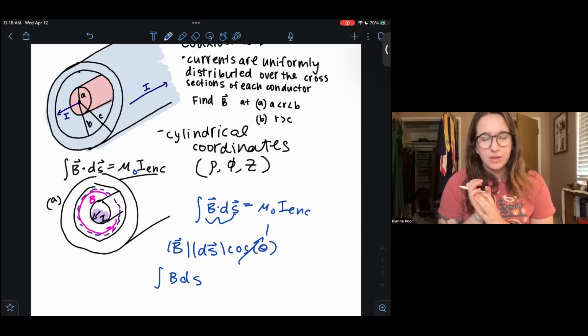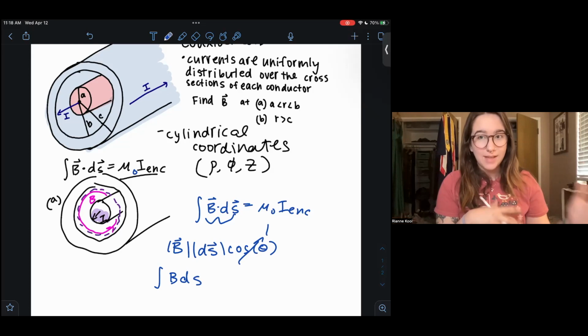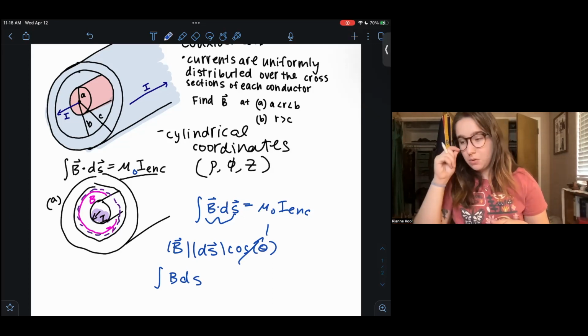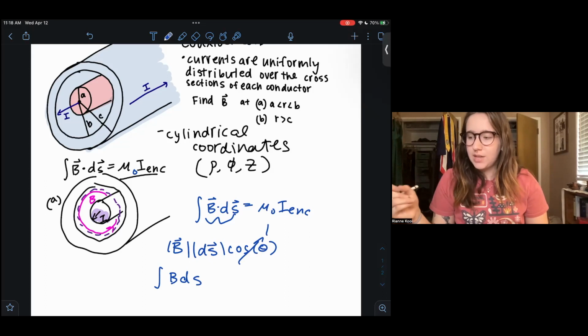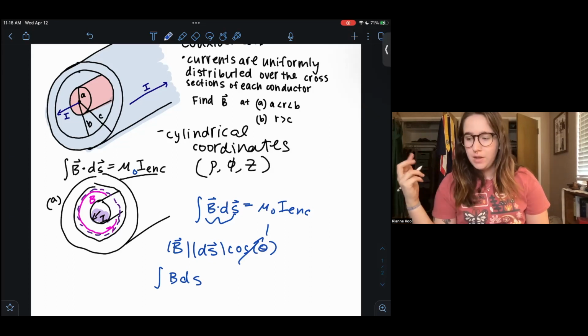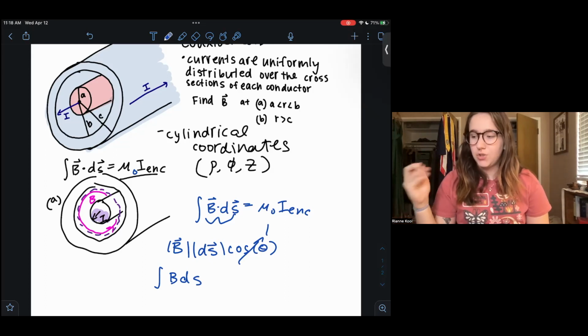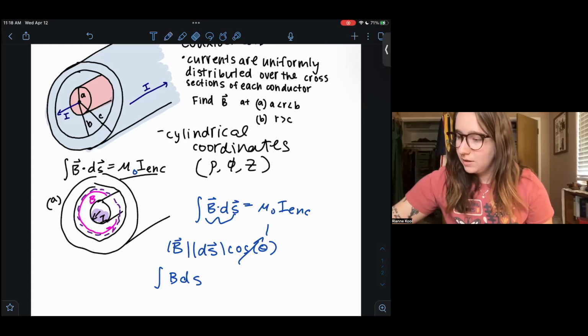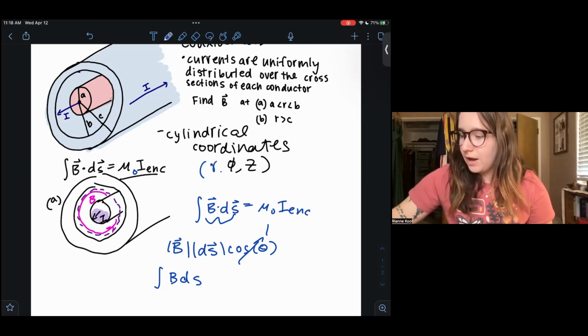That's what we're left with. So we want to find ds. And this is going to be kind of similar to what I did in the last video. This ds is just a circle. So we're looking at some value where our radius is constant, and we're going to say that it's some radius r, or in this case, our cylindrical coordinates are r, phi, z.